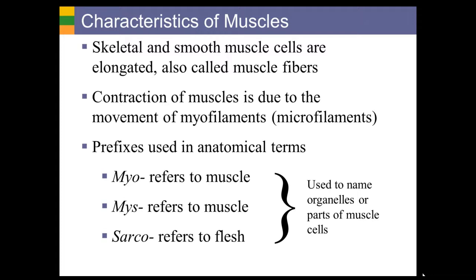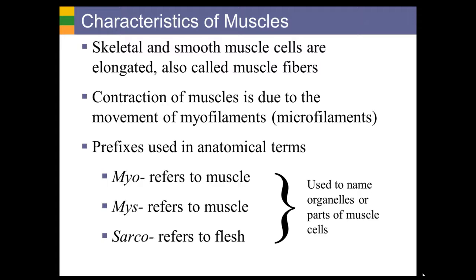Muscles contract due to the movement of myofilaments, also called microfilaments. If you remember back when we were learning about the basic anatomy of a cell, we talked about the cytoskeleton, which had 3 components, and one of those was the microfilaments, right? The microfilaments enable cells which can move to move. In muscle cells, they're also called myofilaments. So myofilaments and microfilaments are the same.